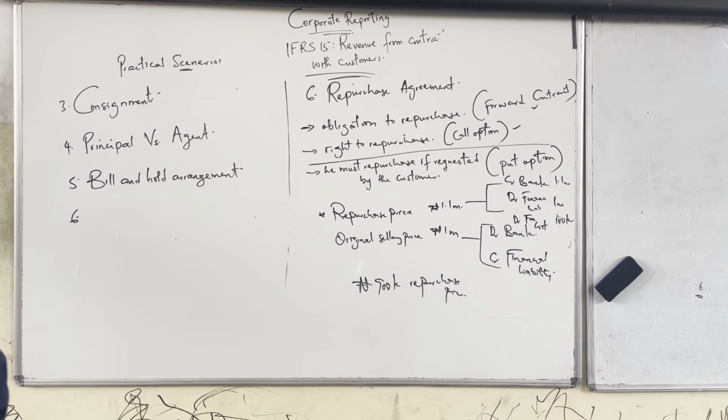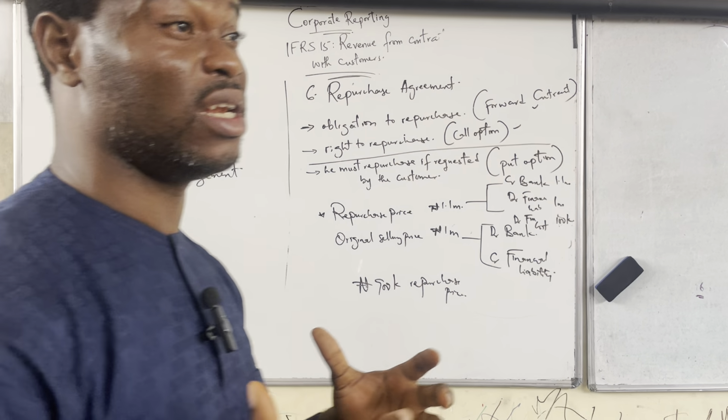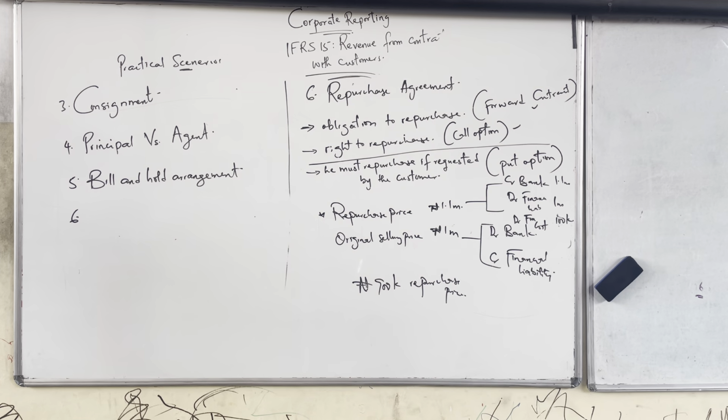IFRS 15 says it's a lease. Okay? So IFRS 15 says it's a lease. So we are saying that you lease your asset to that person. The person paid you 1 million naira. You collected how much? 1 million naira. So when the person has used and used, the person returned your asset to you, right? So we are seeing that 1 million as a deposit.